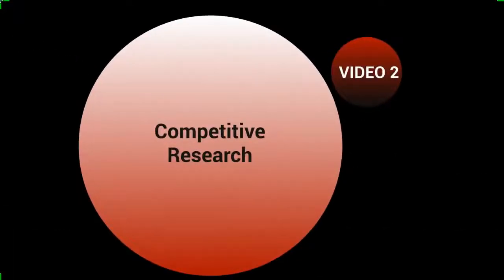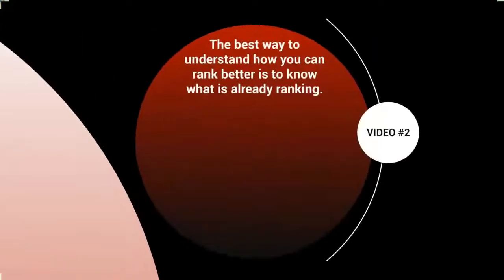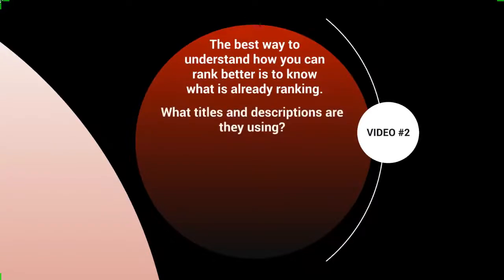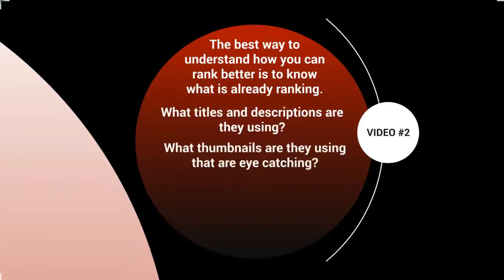So let's talk about competitive research. The best way to understand how you can rank better is to know what is already ranking in your niche or your market. So what we want to do here is analyze the videos that are on the top. I want you to specifically look at what titles and descriptions they are using, what eye-catching thumbnails they are using, and what the user experience is like when you click through those videos.